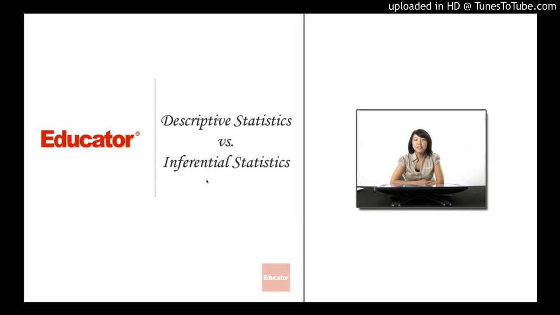Then we're going to talk about population standard deviation versus sample standard deviation and talk about the differences in their formulas. And then we're going to calculate standard deviation in Excel. All right, let's get started.